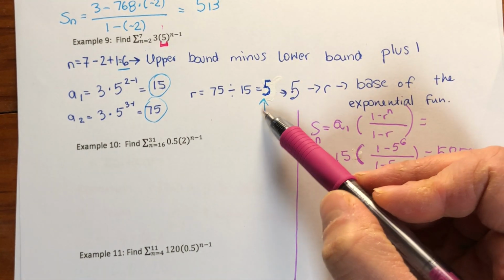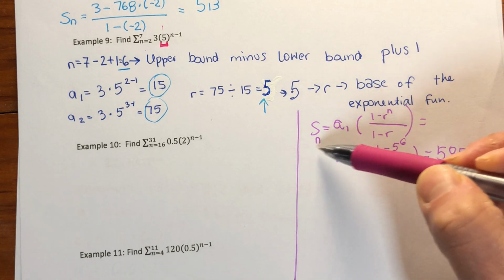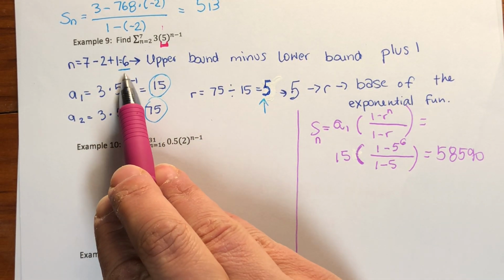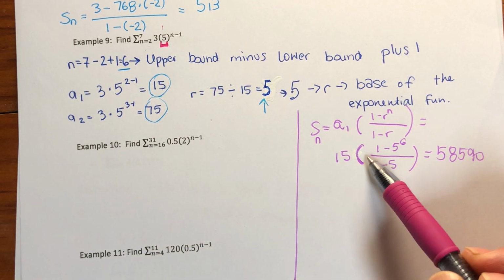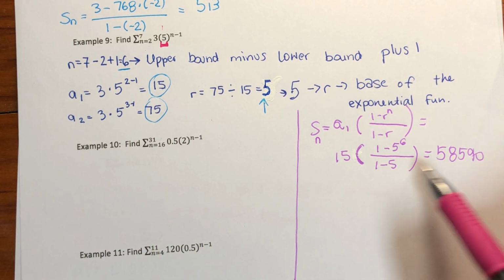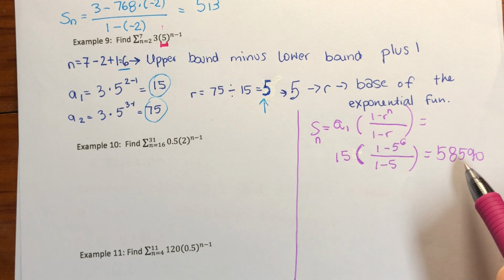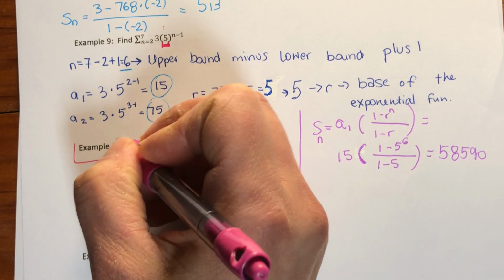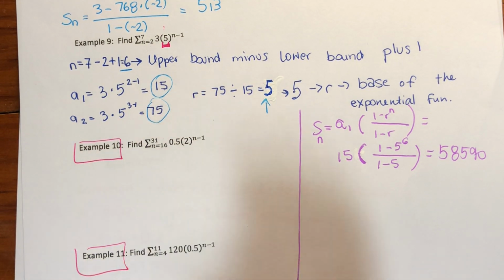And now, having the r, I was able to find the sum of, in our case, 6 terms. So here we go. I just plugged in the numbers and got that the sum of all of those would be 58,590. Example 10 and example 11 is for you.